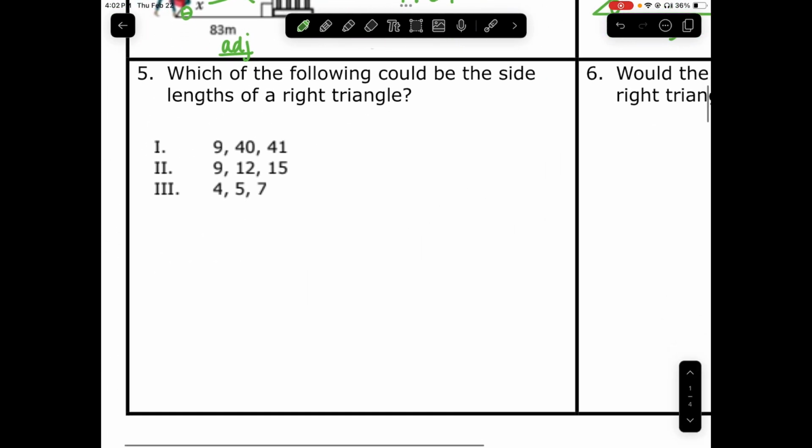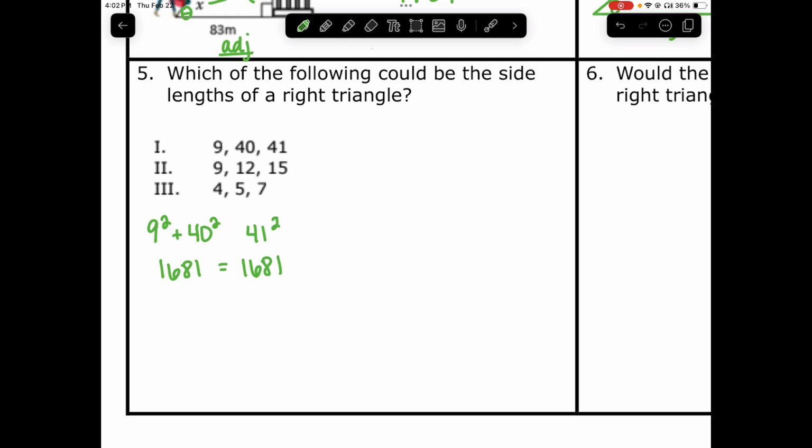Number 5, which of the following could be the side lengths of the right triangle? Let's try it out. 9 squared plus 40 squared, and then we're going to compare that to 41 squared. If you put 9 squared plus 40 squared in your calculator, you will get 1681. If you put 41 squared in your calculator, you also get 1681. So that is a right triangle. So I'm going to circle that one.